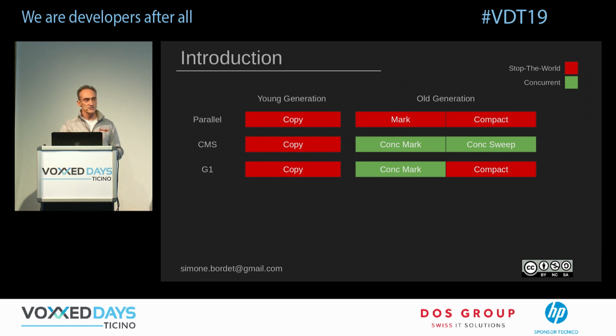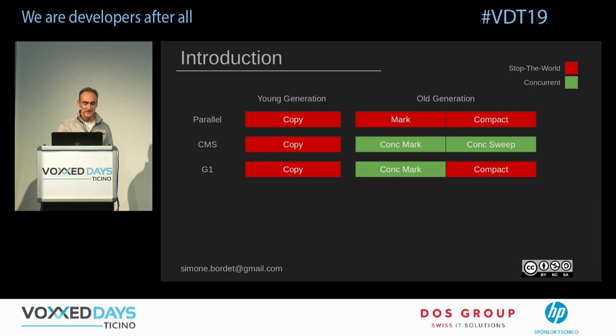So G1 is in between. It solves the problem of CMS, because by collecting the old generation and compacting it, I solved the fragmentation problem that CMS had. But it is different from the parallel collector because rather than doing the whole generation in one single step and therefore stopping for a long time, it does the whole generation in pieces. And so each piece, of course, stops for a shorter time. But it's still a stop-the-world pause, which is not really good.